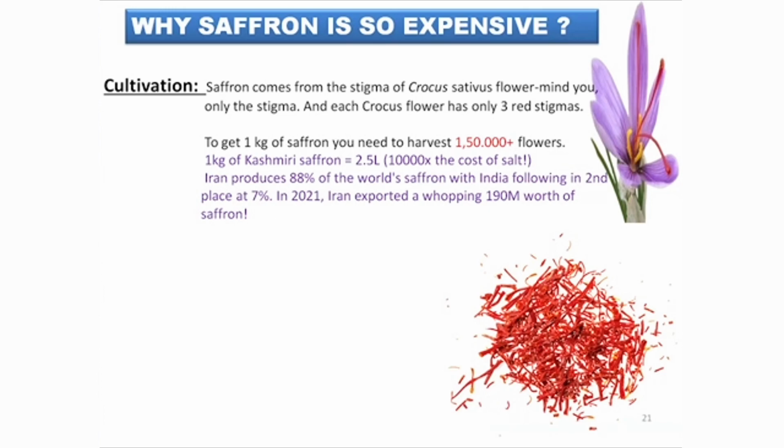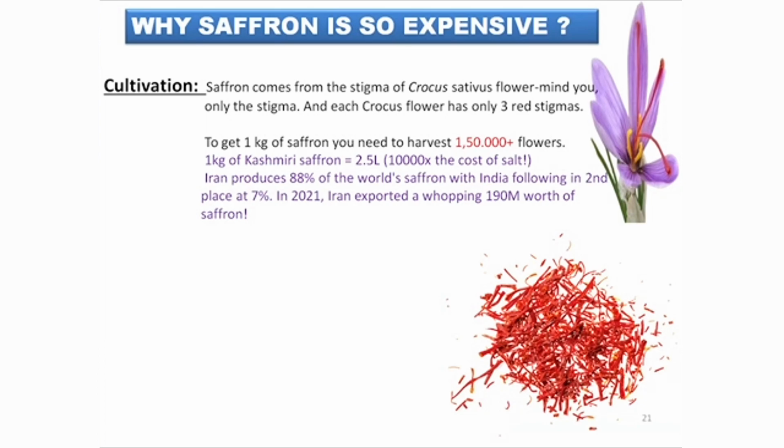First is the cultivation process. As we discussed earlier, saffron comes from the stigma of the Crocus sativus flower. Each crocus flower has only three red stigmas. To get 1 kg of saffron, we need to harvest more than 1 lakh flowers. And 1 kg of Kashmiri saffron generally costs around 2.5 lakh.